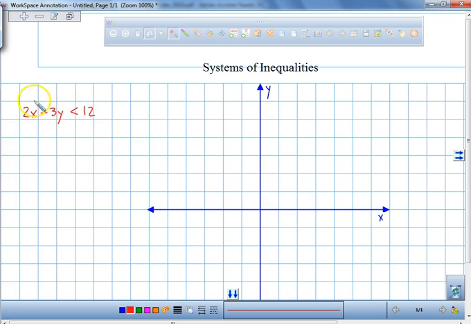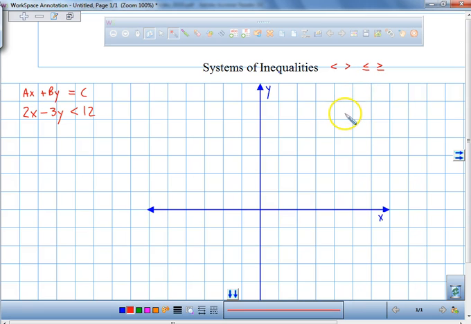All right? Now, this is in standard form. Standard form is ax plus by equals c. Now, inequalities means you're dealing with what type of symbol? Less than, greater than, less than or equal to, or greater than or equal to, if we're reading it from left to right. Okay?